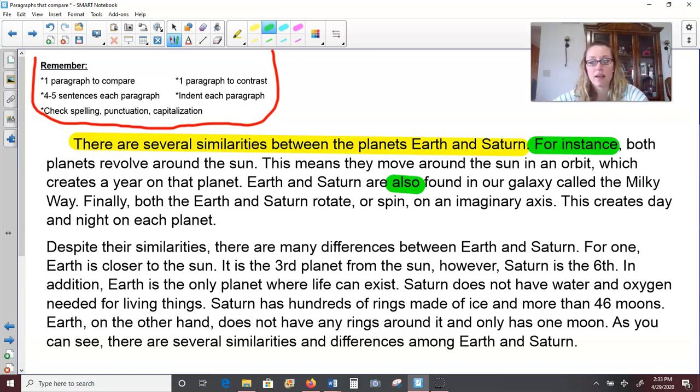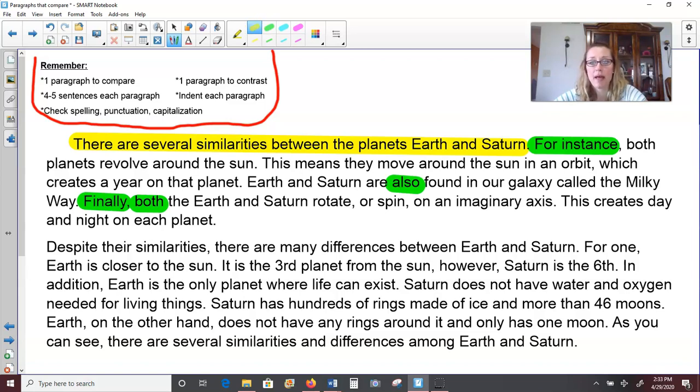And then I said, finally, both the Earth and Saturn rotate or spin on an imaginary axis. This creates day and night on each planet. So I gave some kind of transition words to start my sentences to know that I'm comparing. And I said in my last sentence, both the Earth and Saturn. So that is a key word to use when you're comparing two things together.